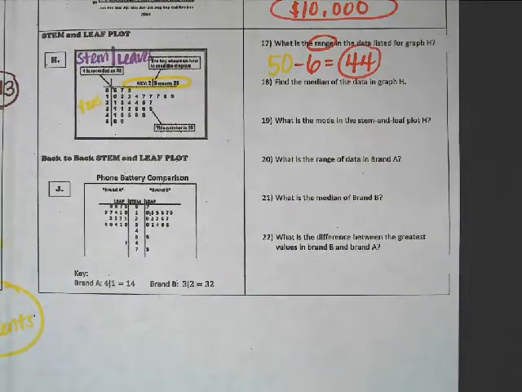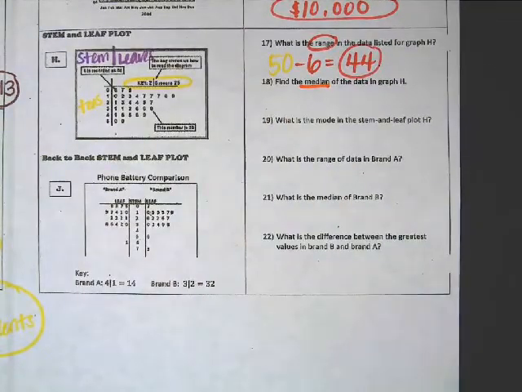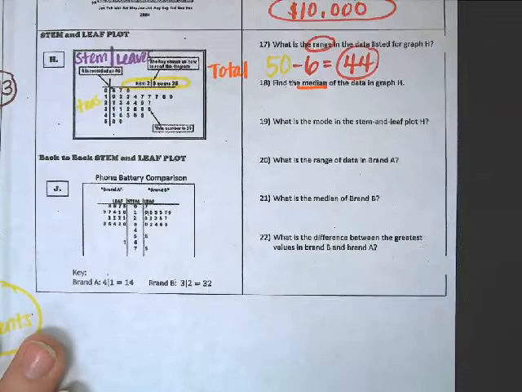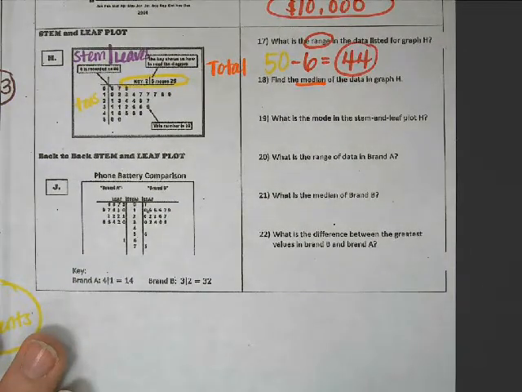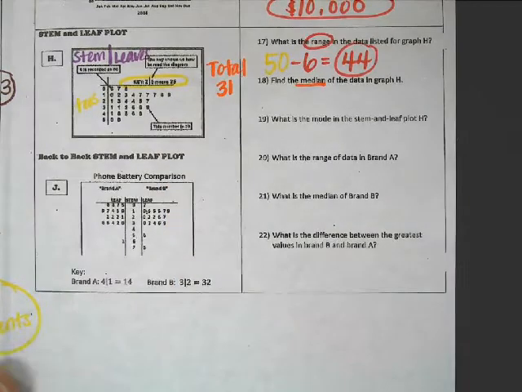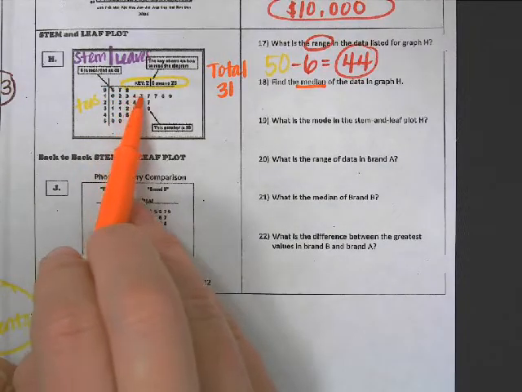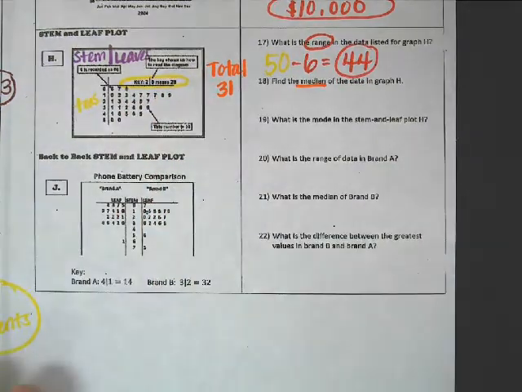This next one's pretty tough. It says find the median of the data in graph H. This is really important that we understand that trick from earlier when finding the median. What we're going to do is count and find the total for how many numbers, so that we don't have to write everything out. If you'll notice, I have a total of 31 numbers. The way I found that out is I counted 1, 2, 3, 4, 5, 6, 7, 8, 9, 10, and so on for the rest of this graph.